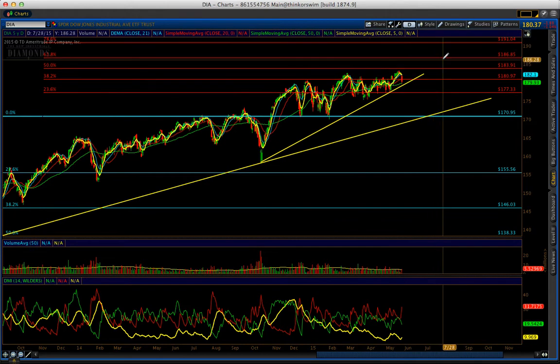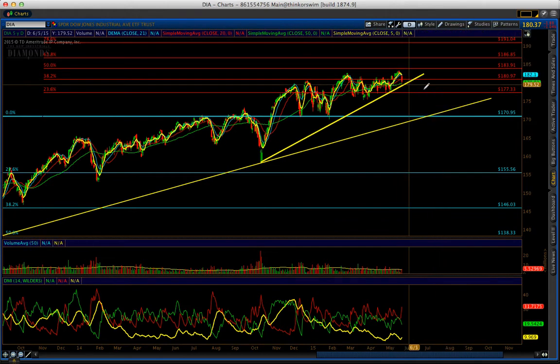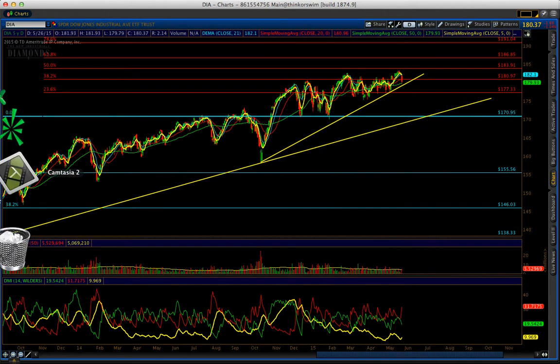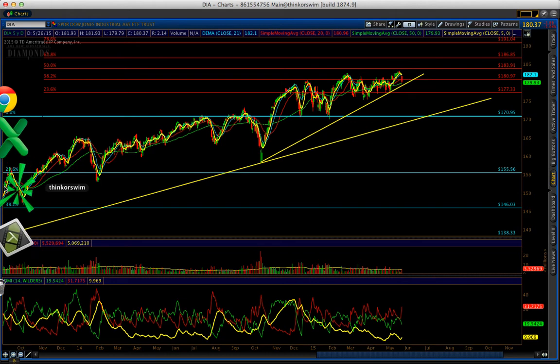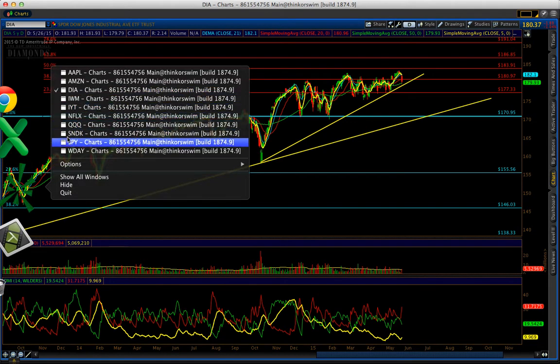So be careful right here getting short. Wait for the breakdown, and don't get long or short right here. It's neutral. Everything is neutral right now.